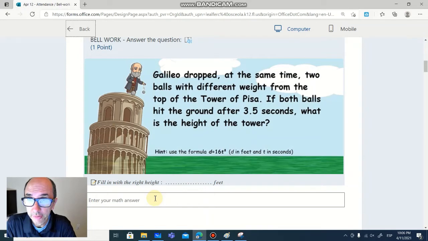The quiz today is a review in preparation for the test on Tuesday, and I would like to help you with some of the questions. First, the bell work. Answer the question.